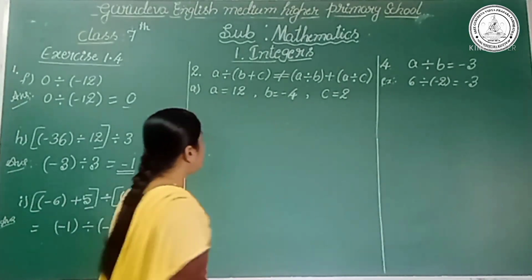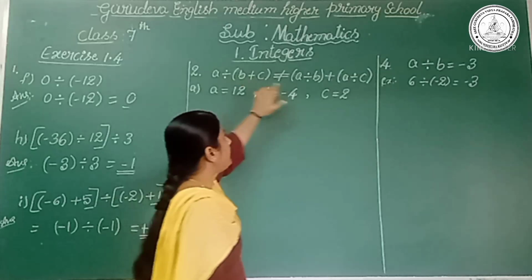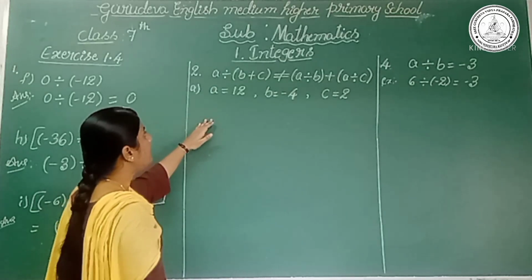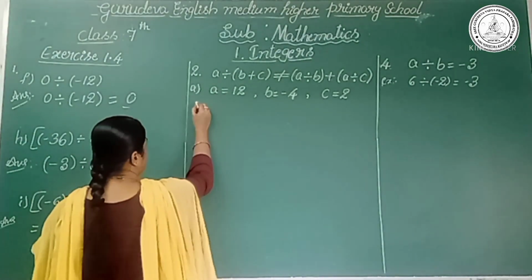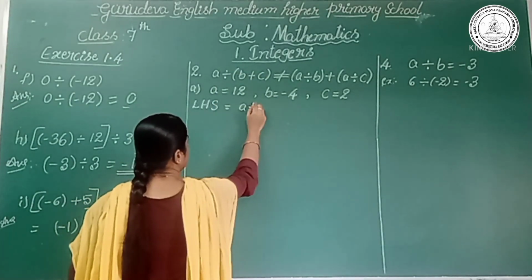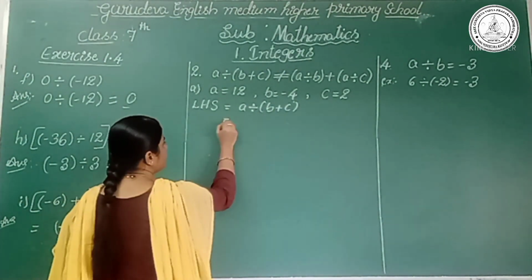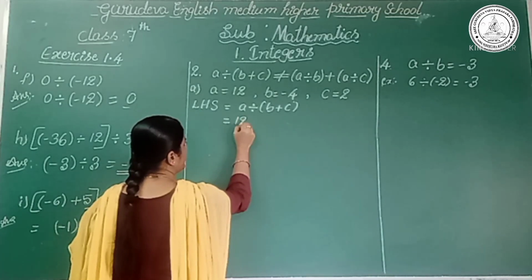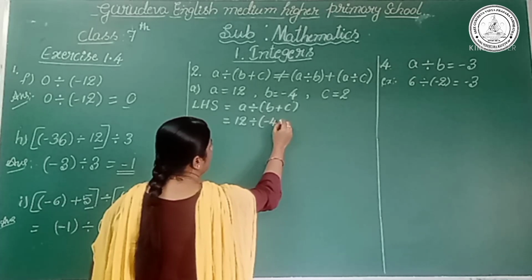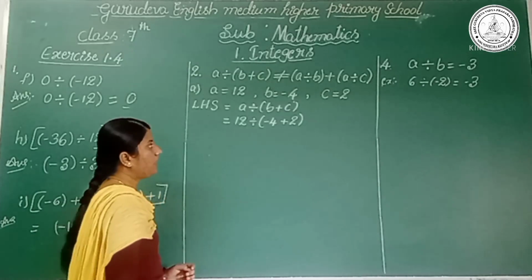Okay. So first write down here: A divided by B plus C is the LHS part, and A divided by B plus A divided by C is the RHS part. So first I will take the LHS part. LHS is equal to A divided by B plus C. So what is the value of A here? The value of A is 12, divided by the value of B, which is given as minus 4, plus the value of C, which is given as plus 2. Okay. So divide here.